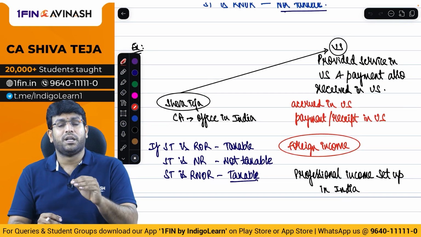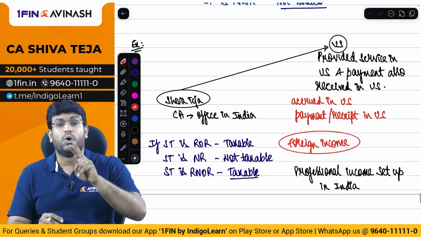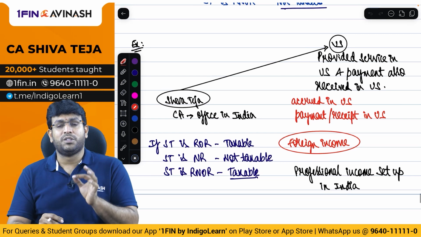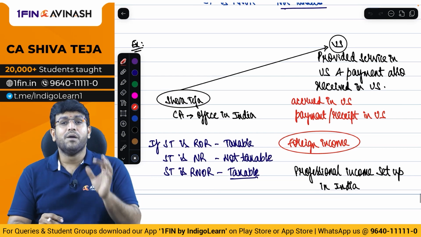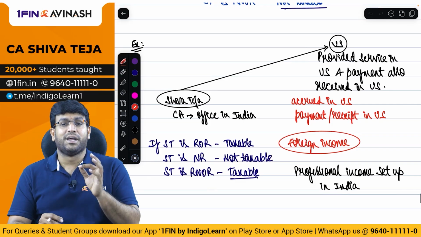And if income is foreign income, it is taxable for ROR and it is taxable for RNOR also in two cases. And what are the two cases? Business income, which is controlled wholly or partly from India. Professional income, which is set up in India. Set up in India means having an office in India.